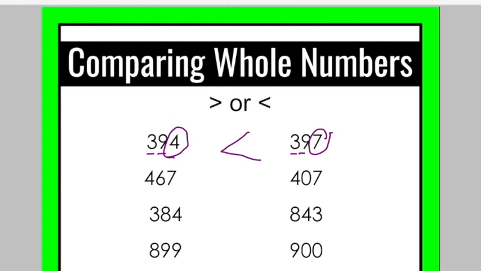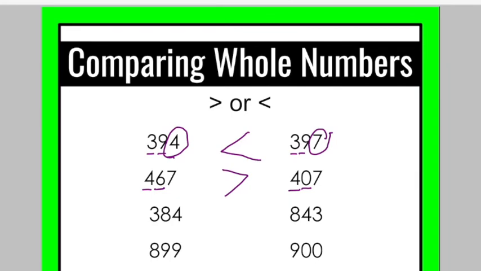All right, moving on. So we're going to compare 467 to 407. Let's look at the hundreds place first. Both of them have a 4 in the hundreds place. So we need to move on to the tens place. Well, this one has a 6 in the tens, and this one has a 0 in the tens. I know 60 is greater than 0. So 467 is greater than 407.